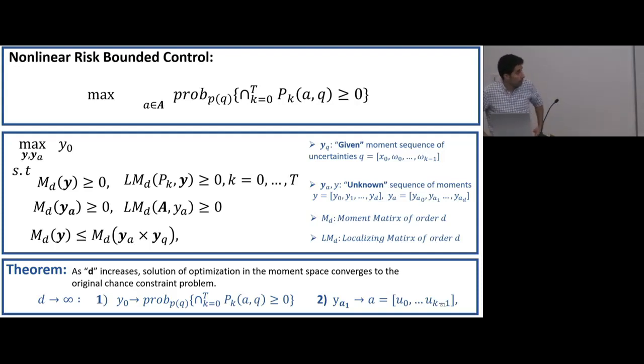And now the main point is this: as we increase d, the number of moments that I use to parameterize my probability distribution, and as I use more moments to describe my distribution, the cost function of my optimization will converge to the probability of success of the original problem. And also the zero-order moments of the second vector will converge to my controller. So this is exactly what we were looking for. By increasing d, we can get to the controller that works for nonlinear dynamics, arbitrary distributions, and non-convex regions.